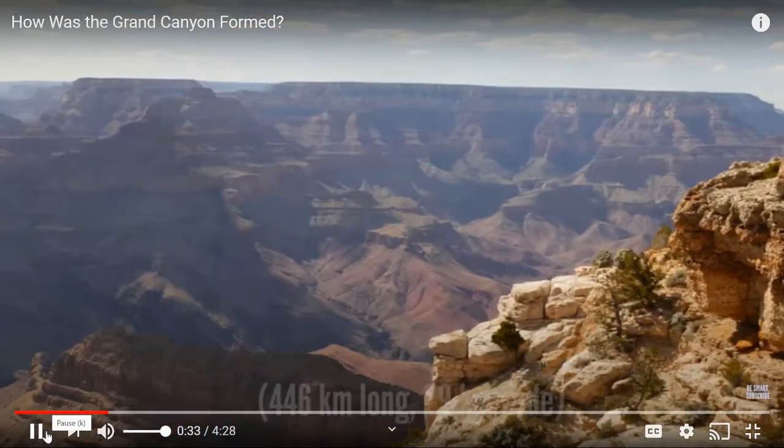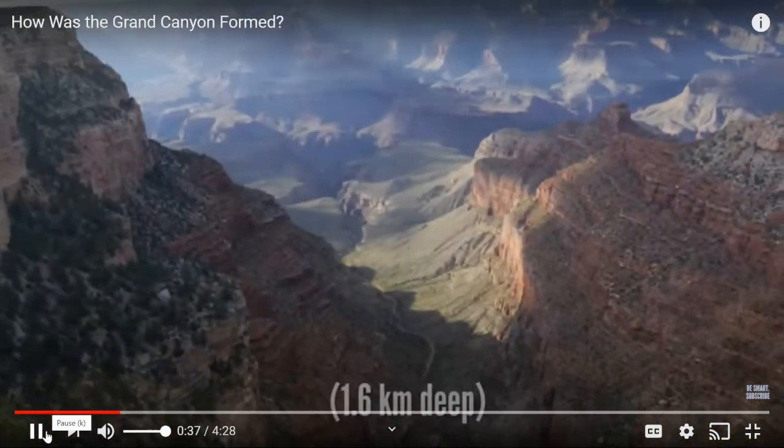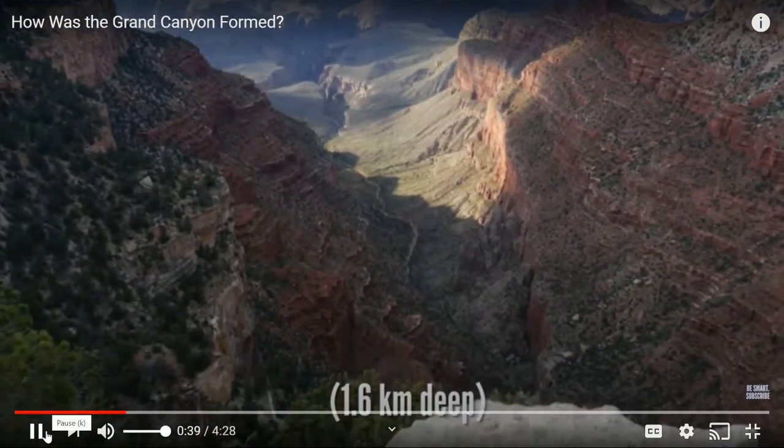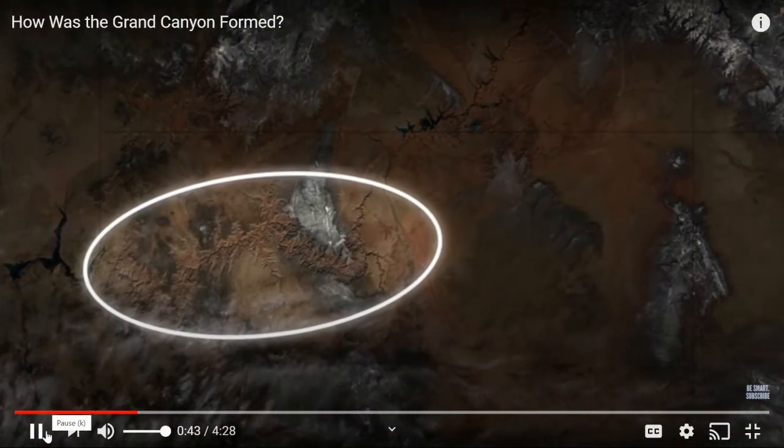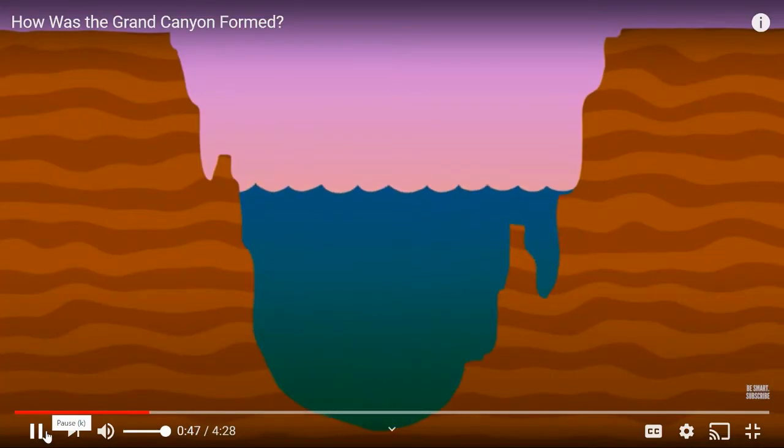Pretty awesome, isn't it? The Grand Canyon is one of the most spectacular natural wonders on Earth. 277 miles long, 18 miles wide at its widest, and more than a mile deep into Earth's crust. And unlike the Great Wall of China, you can actually see it from space. All of the water in all of the world's rivers would only fill it halfway.